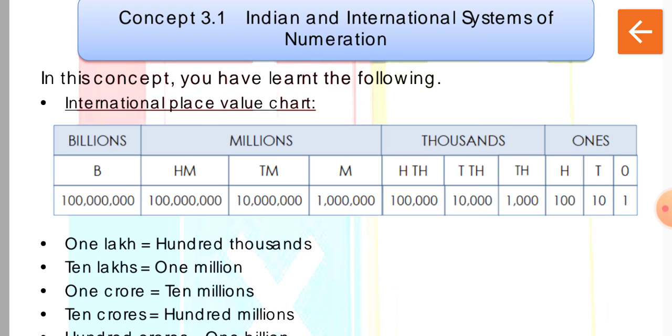Now, some relations between the Indian system and the international system that we are going to discuss. In the Indian system, after 10,000, the place is 1 lakh, isn't it? But look, children, in the international place value chart, after 10,000, which place is coming? Yes, that is 100,000, isn't it? That shows 1 lakh is equal to 100,000. 1 lakh in the Indian system is equal to 100,000 in the international system.